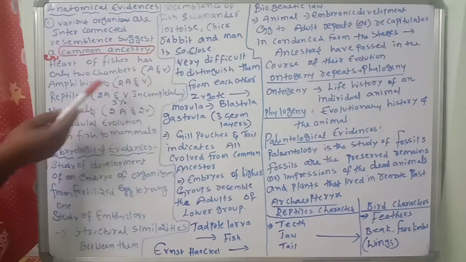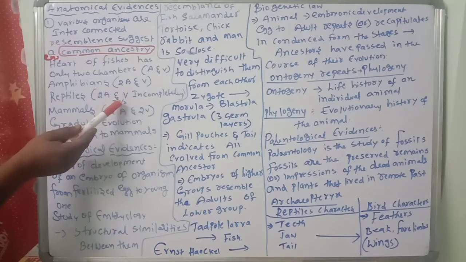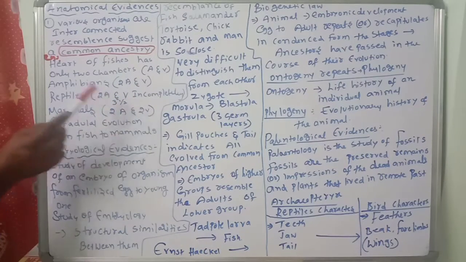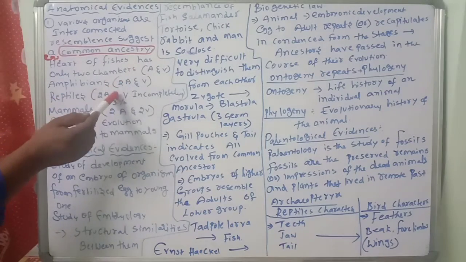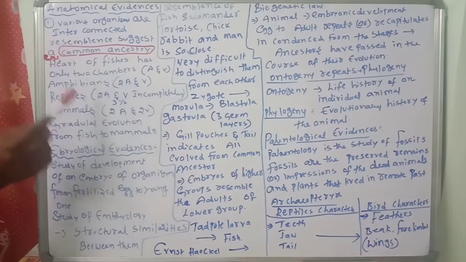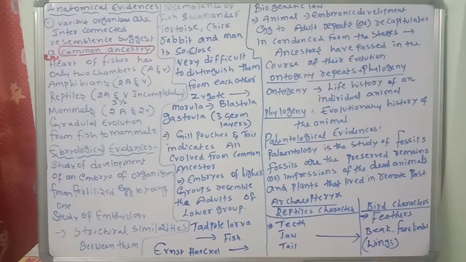Amphibians: 2 auricles, 1 ventricle. Reptiles: 2 auricles, 1 ventricle incompletely divided, so 3.5. Mammals: 2 auricles, 2 ventricles, 4 chambers. Gradual evolution. So like this, 2, 3, 3.5, 4. Gradual evolution from fish to mammals is a good indication that these all have common ancestry.